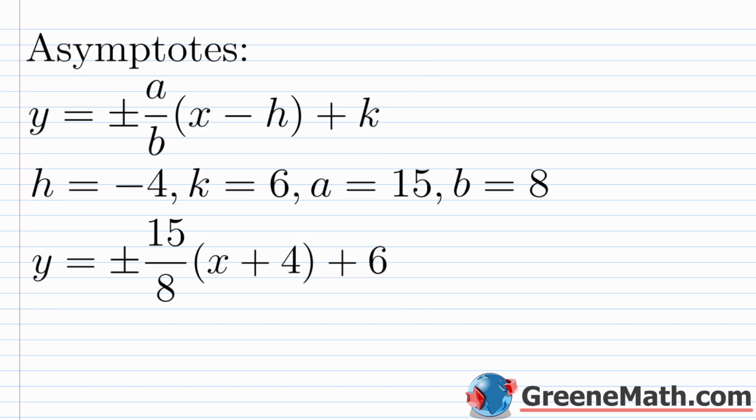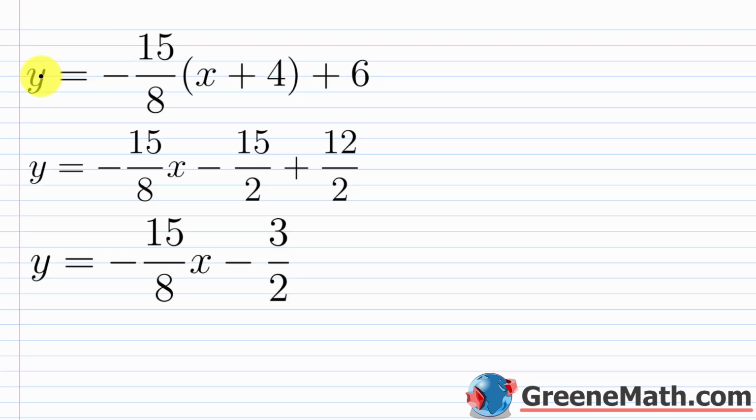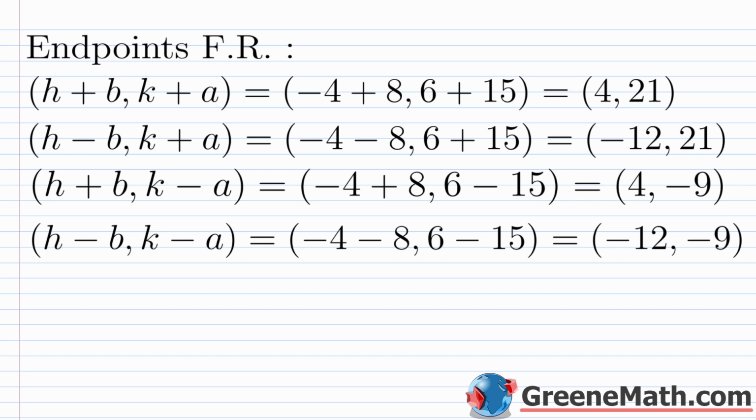So the asymptotes, you have y equals plus or minus a over b times the quantity x minus h, plus k. Your h is negative 4, your k is 6, your a is 15, and your b is 8. So you get y equals plus or minus 15 over 8 times the quantity x plus 4, then plus 6. First case where this is positive, y equals 15/8 times the quantity x plus 4, then plus 6. You simplify, you get y equals 15/8 x plus 27/2. Second case where this is negative, y equals negative 15/8 times the quantity x plus 4 plus 6. You simplify here, you get y equals negative 15/8 x minus 3/2. The endpoints for the fundamental rectangle, you have 4 comma 21, negative 12 comma 21, 4 comma negative 9, and then negative 12 comma negative 9.